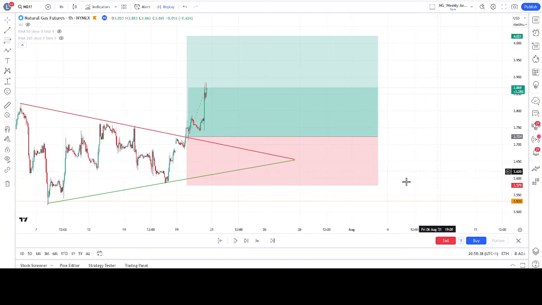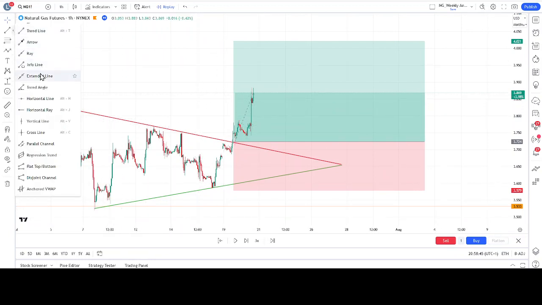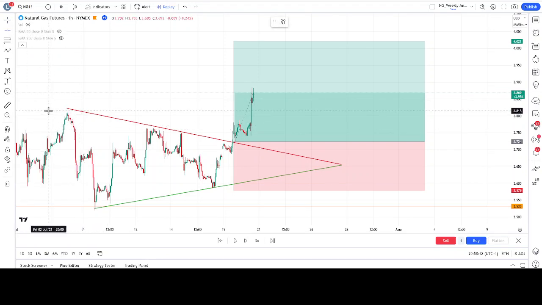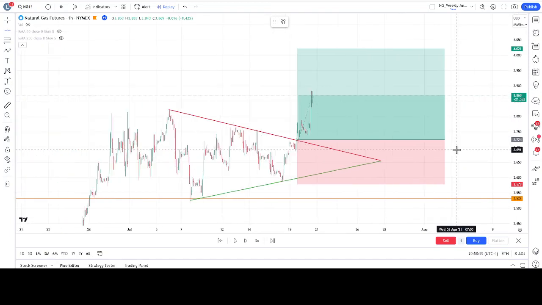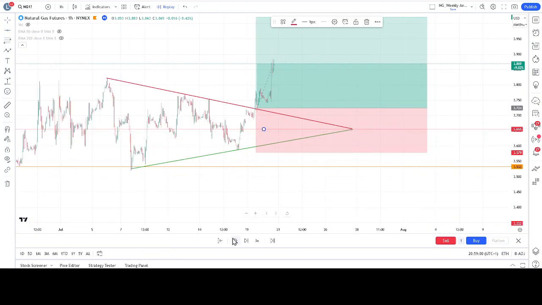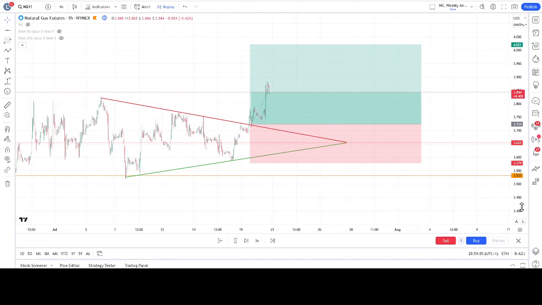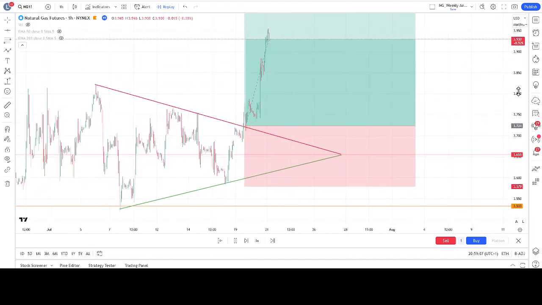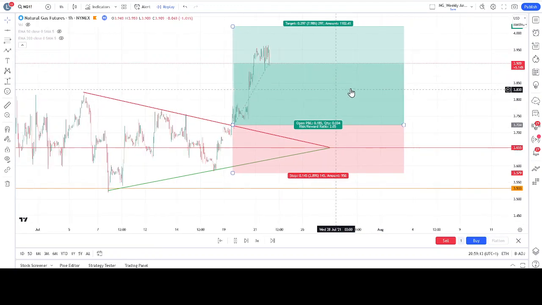Okay. Now what we want to see here is support getting built. So let me draw a line here quickly. So this is where we should be seeing a support. So let's see first how it plays out. Okay, let us play the trade. So this is the support level at the moment.